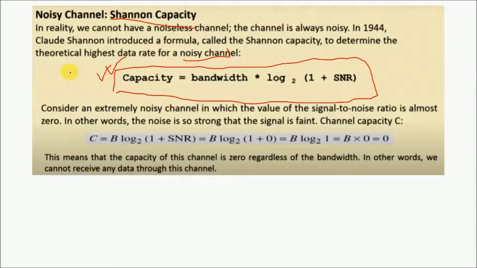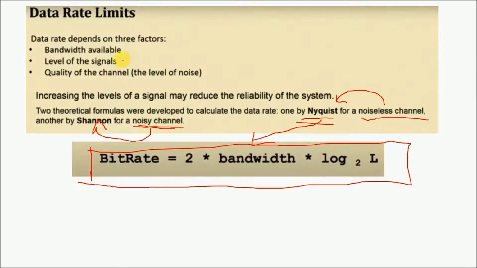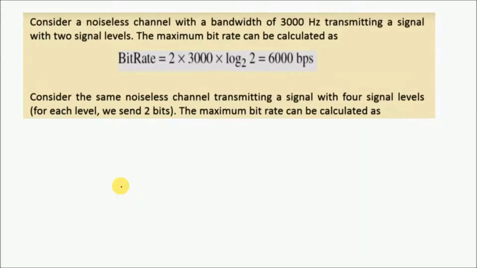So using these two formulas, the first is the Nyquist formula and the second is the Shannon capacity, we will solve some problems to find out the bit rate or channel capacity. Let's see the first example. Consider a noiseless channel. Since the channel is noiseless, you have to use the Nyquist formula.